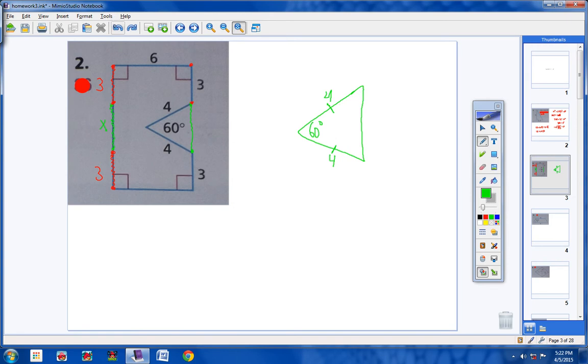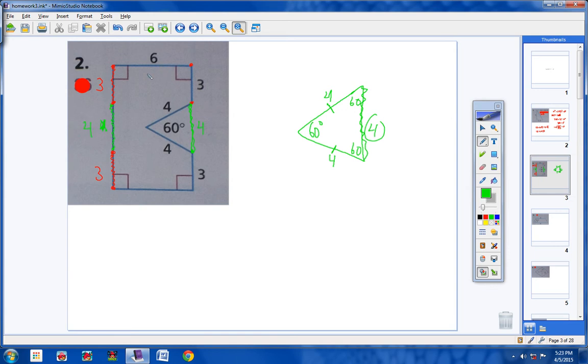So if this angle here is 60, then these two angles together have to be 120, because 120 plus 60 is 180. So take 120 divided by 2, and you get 60. Now, a 60, 60, 60 triangle also has all 3 sides congruent. So if it's 60, 60, 60, then it's going to be 4, 4, and 4. So this length here is 4. So this length right here is 4. So this length right here is 4.